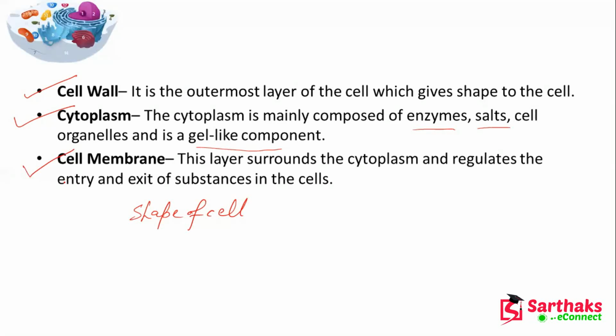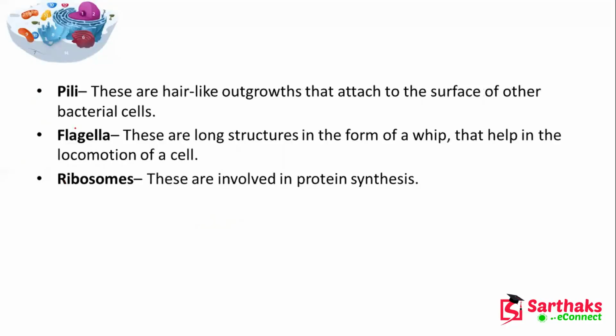The exit and entry of the substance in the cell. So I can say that it is the door of the cell. Now the pili. These are hair-like outgrowths that attach to the surface of the bacterial cell. In the bacterial cell, we have seen that this type of hair-like outgrowths are there that attach to the surface of other bacterial cells, that is the pili.